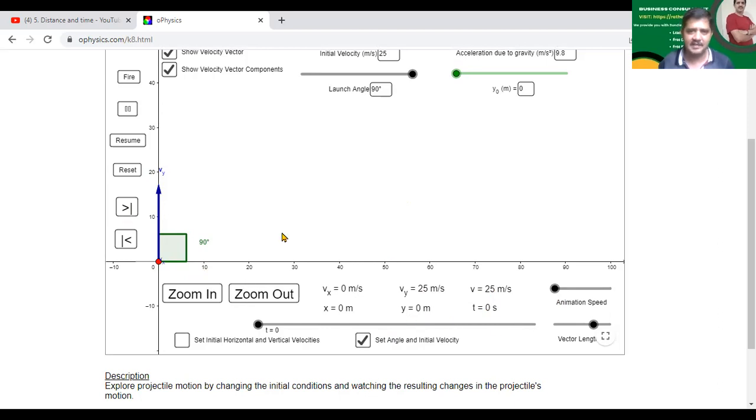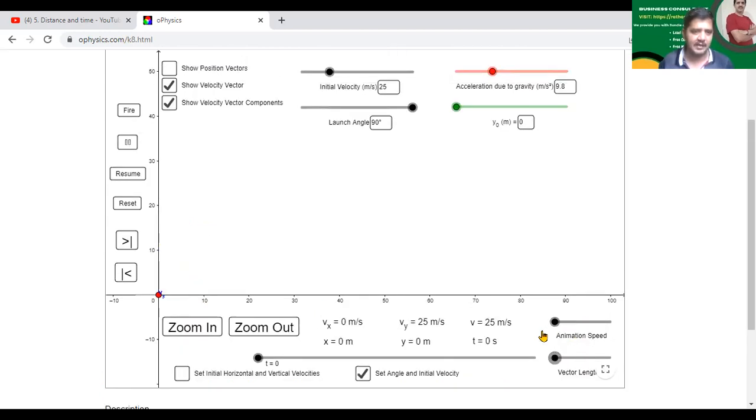Then there is an arrow here, vector length. Do I need this arrow or not? If I want to reduce this, the arrow becomes like this. If I want to increase it, the arrow becomes like this. Now, is an arrow useful or is it not useful? That we need to look at. Let me put it to 0 initially and click on fire.